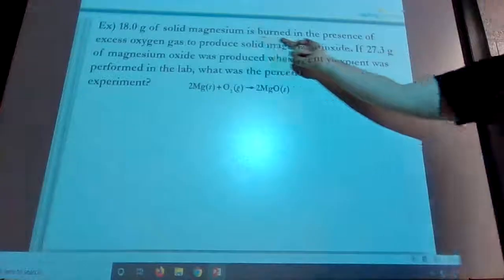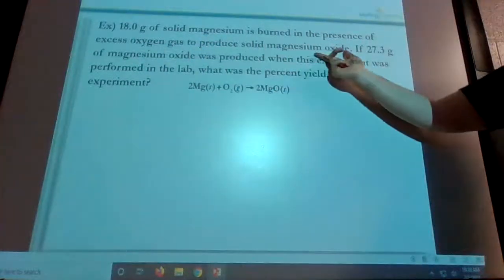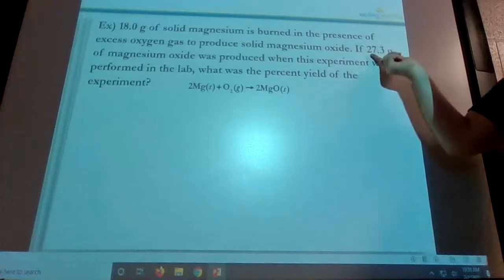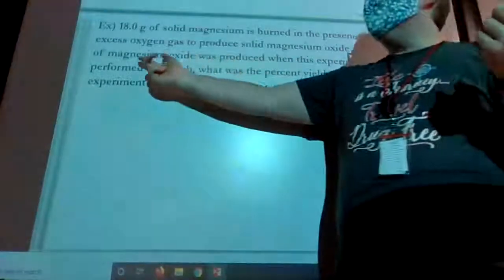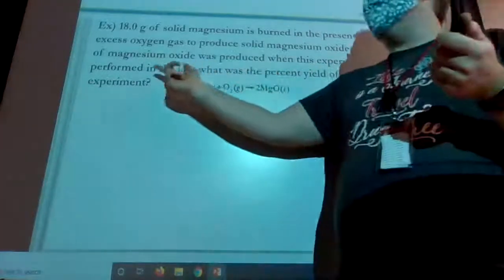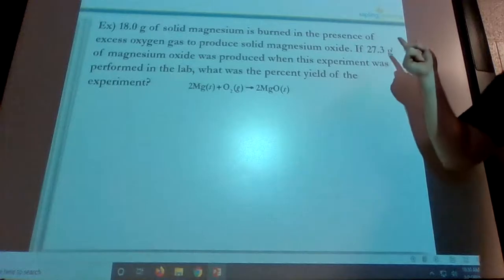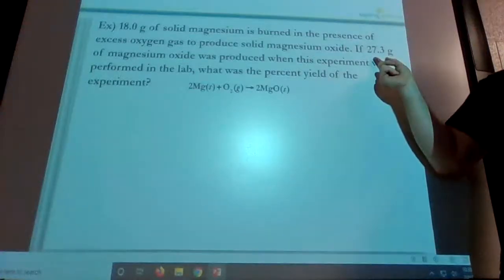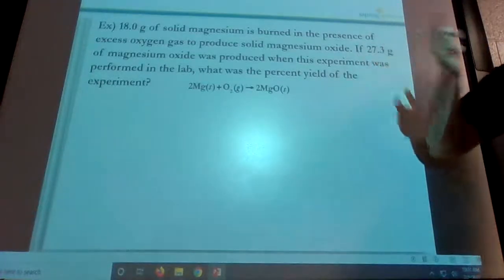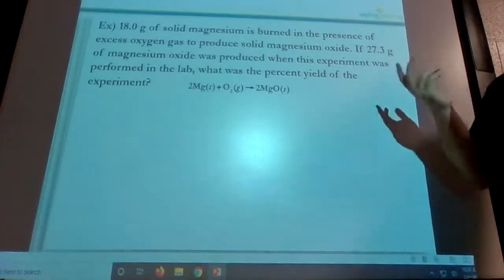18.0 grams of solid magnesium is burned in the presence of excess oxygen to produce solid magnesium oxide. If 27.3 grams of magnesium oxide was produced when this experiment was performed in the lab, what is the percent yield of this experiment? So this is my actual yield. And they're telling me this because I wouldn't know it unless I actually went into the lab and did it myself. And we're not doing that.